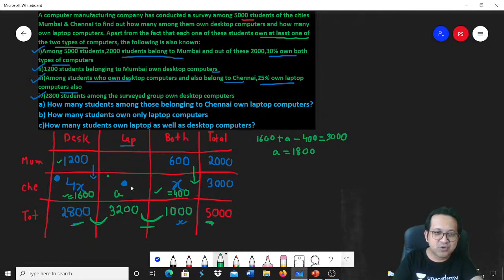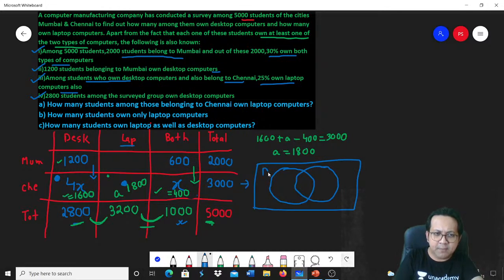So do you get this value as 1800? I hope you are following. If you want to visualize this particular row, how will it visualize? Think about it. You will think about it like this. The first one is desktop. Desktop is 1600, so I mean this entire part is 1600. Similarly, what is laptops? 1800. This entire part is laptops, 1800.